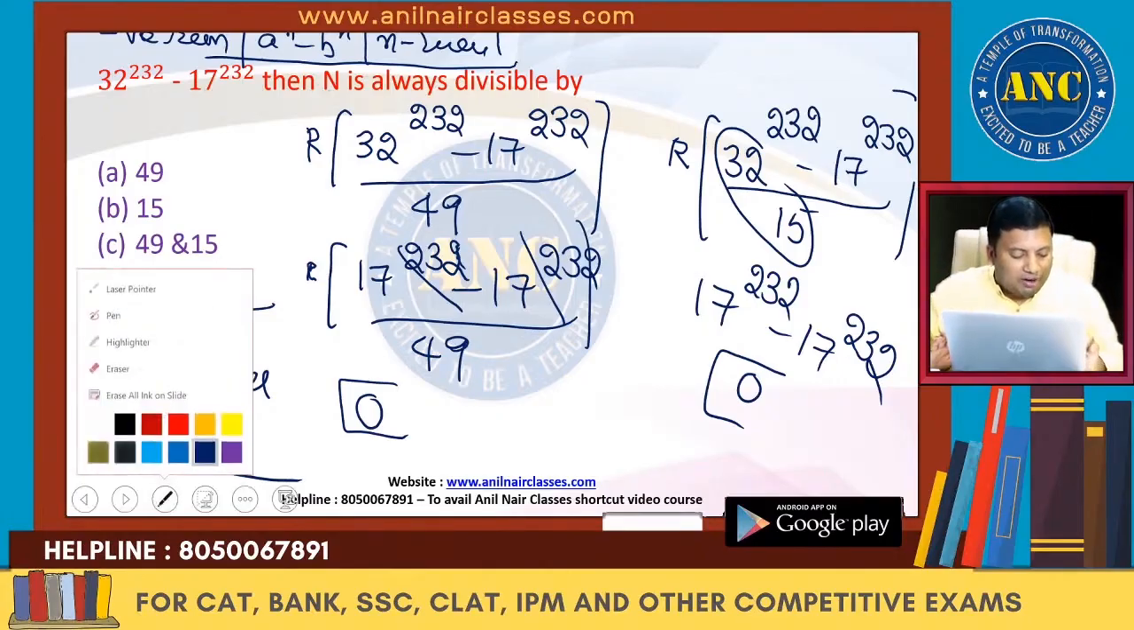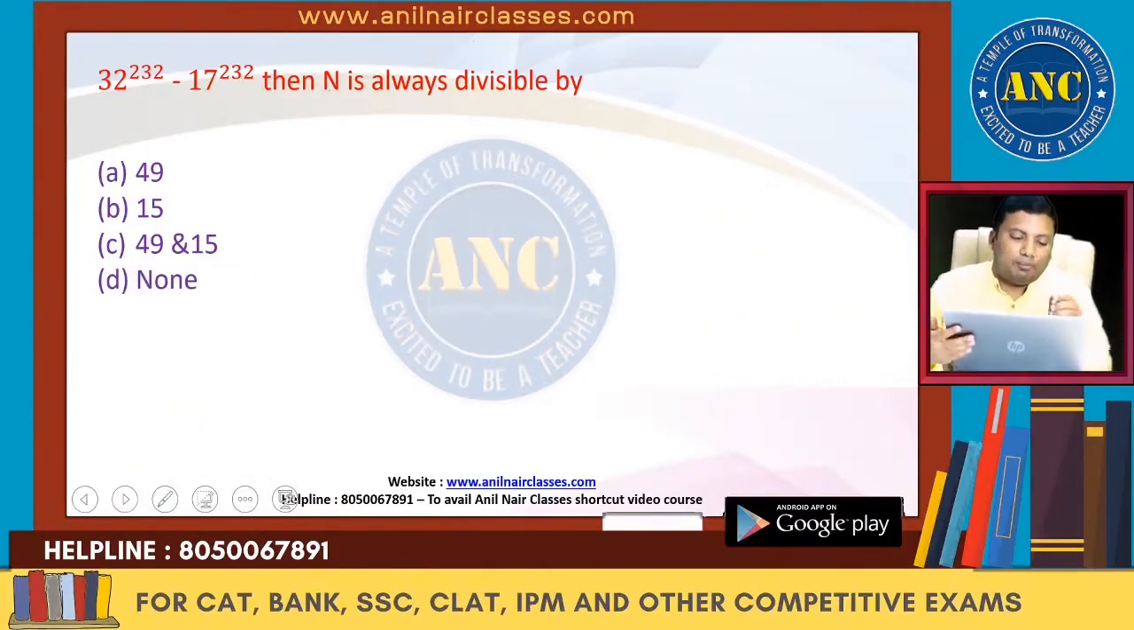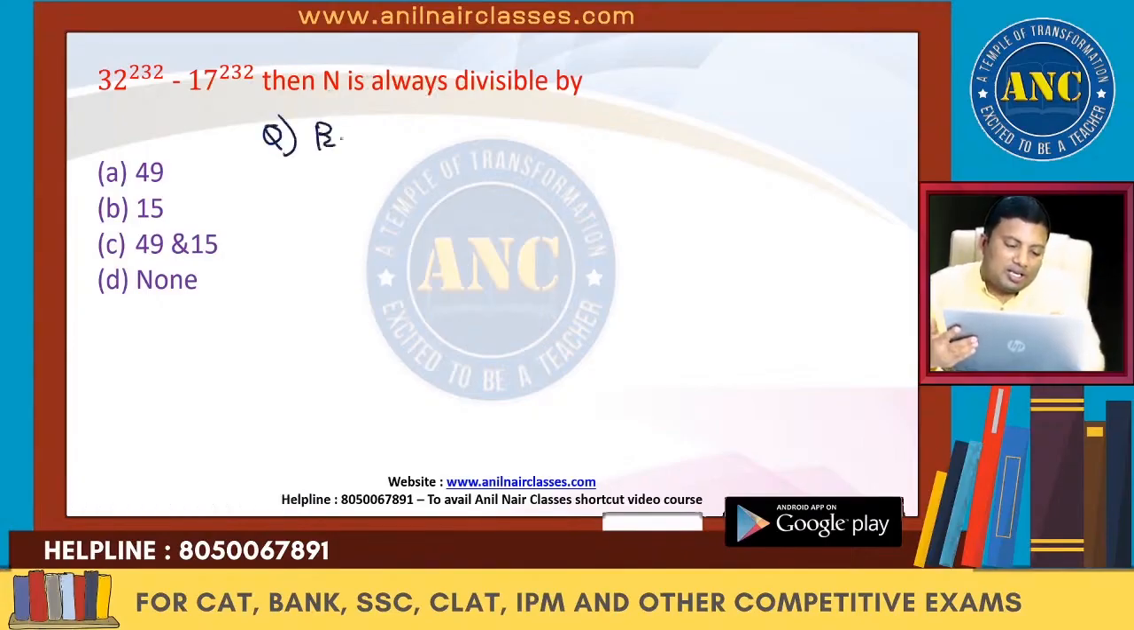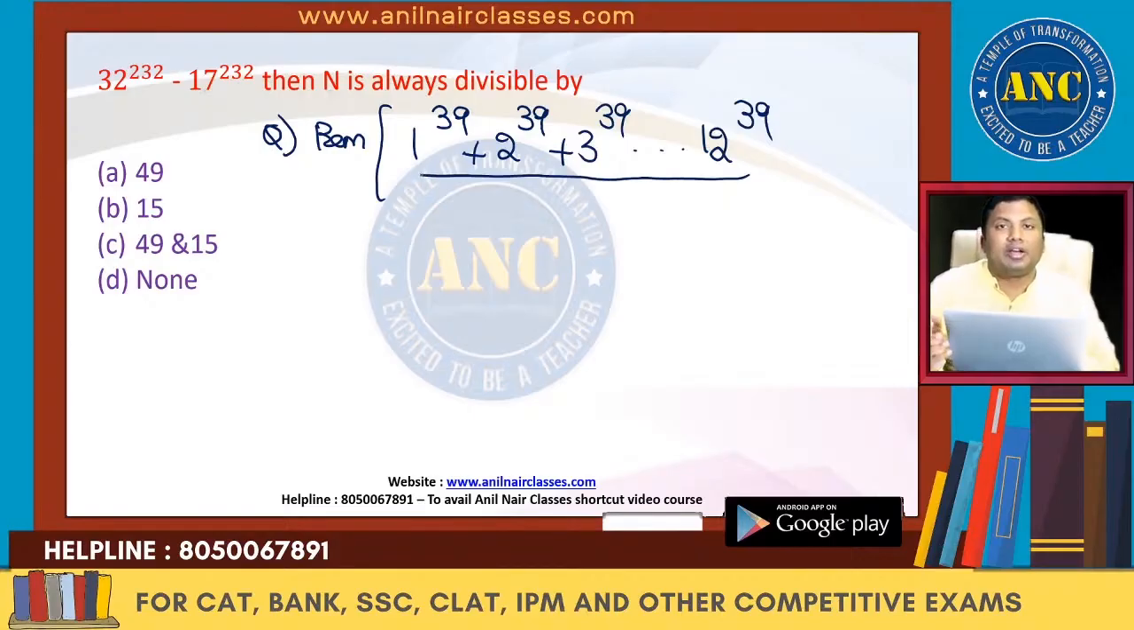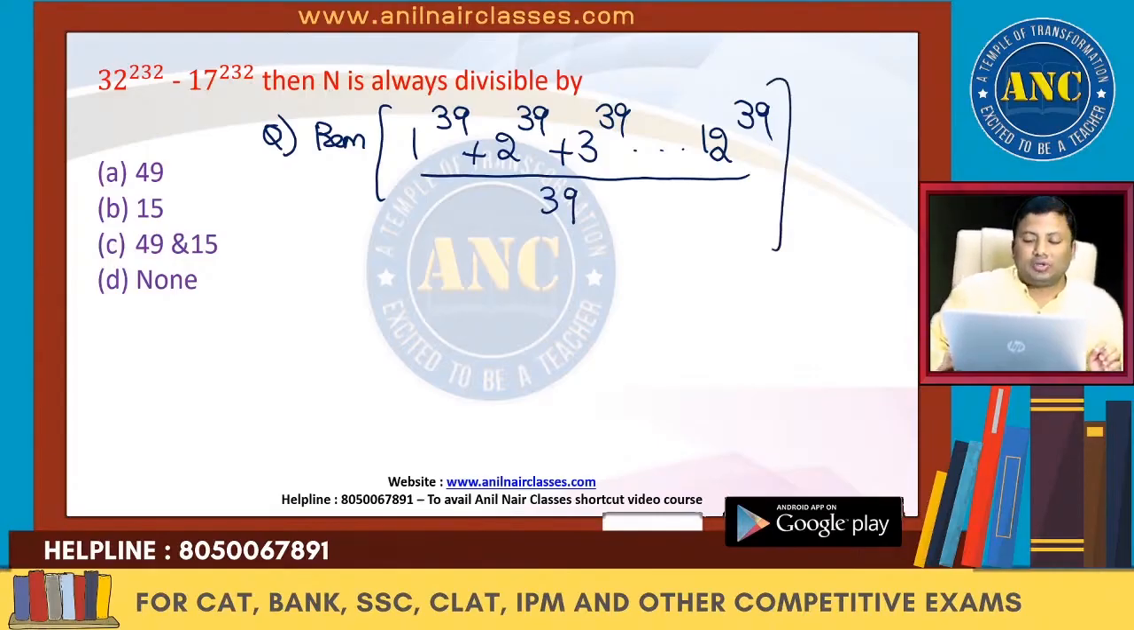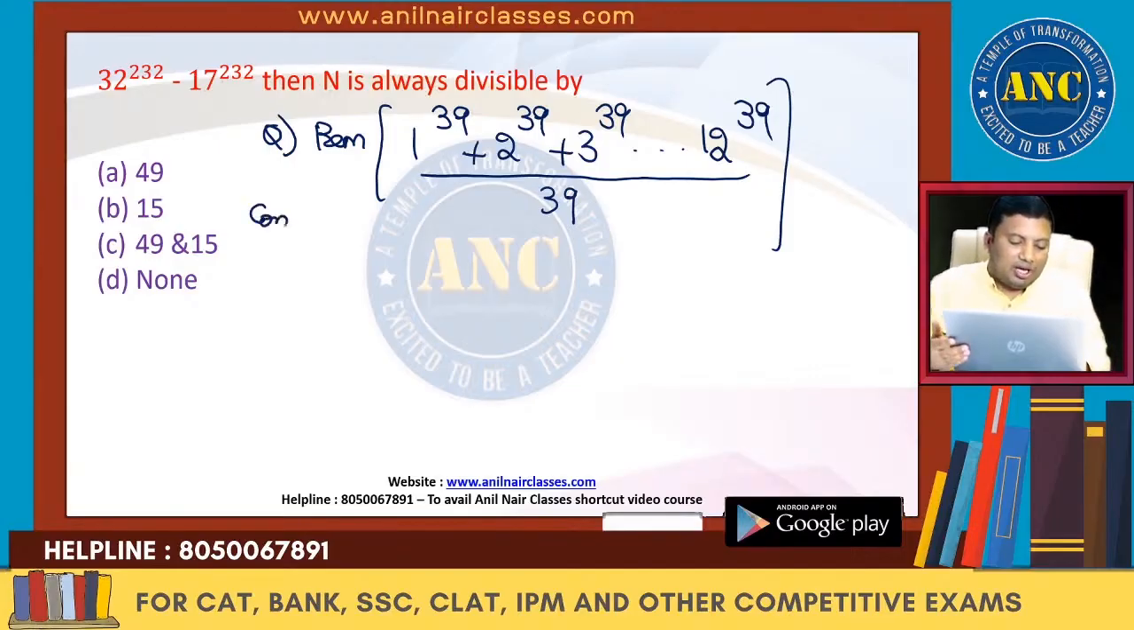Sir, what if the number of terms are a little more? For example, let me discuss another question. Remainder of 1 power 39, 2 power 39, 3 power 39, and so on up to 12 power 39, divided by 39. Please write down the concept.